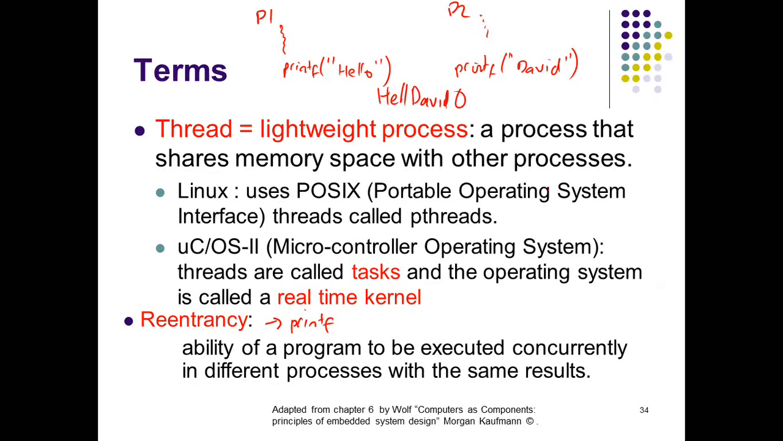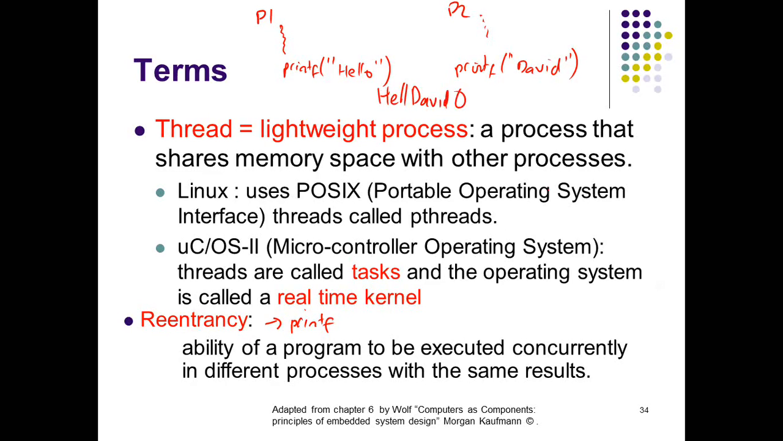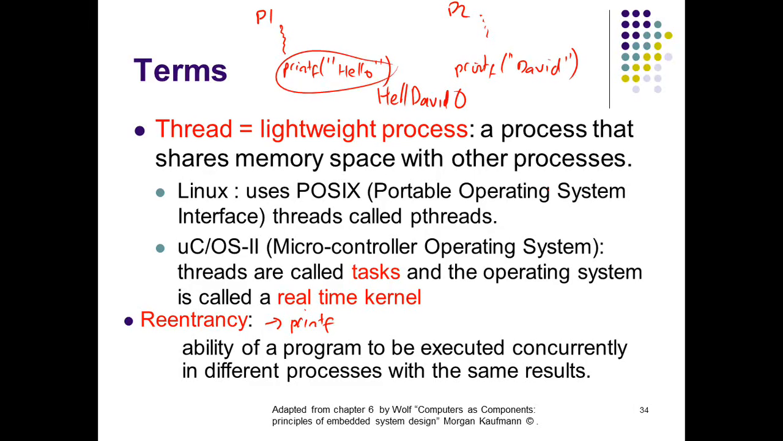Because they could execute concurrently, one could start writing it, the other could continue writing it. If it's not reentrant, then it could print out things in whatever order it happens. But if it is reentrant, it's protected from this kind of behavior, so it will have to finish printing out whatever it has before it returns the CPU.